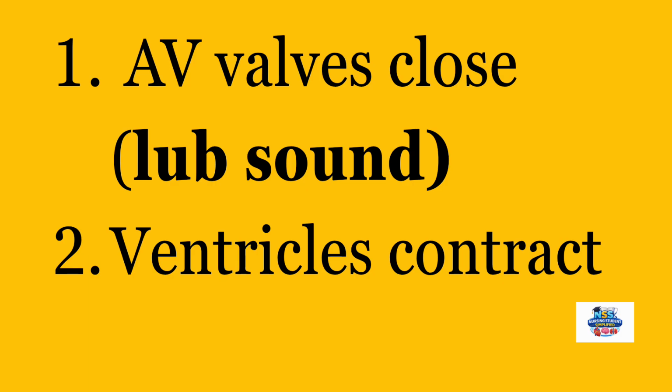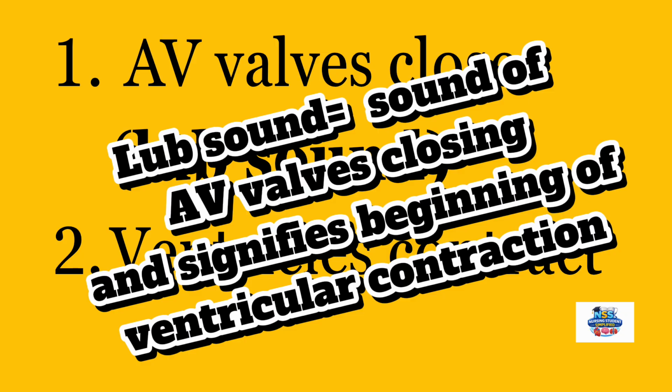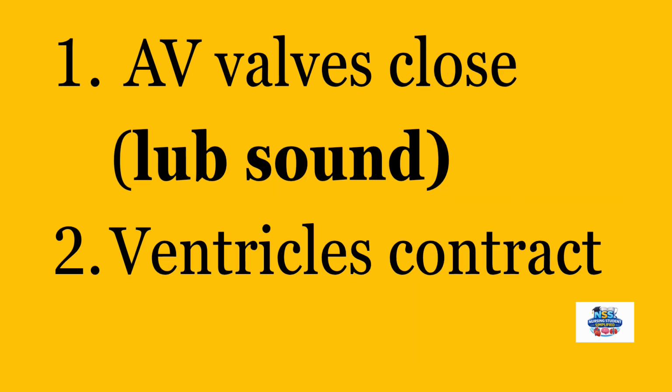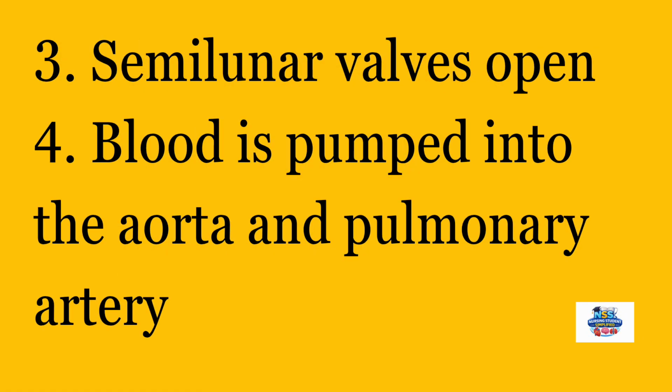And that is when you hear the lub sound. So the lub sound signifies the beginning of the ventricular systole. You know when you hear that the heart has a lub-dub sound, the lub sound comes from the AV valves shutting. So with the AV valves closing, the semilunar valves open, so that as the ventricle is contracting and pumping out blood, the blood is able to leave the heart into the aorta and the pulmonary arteries.